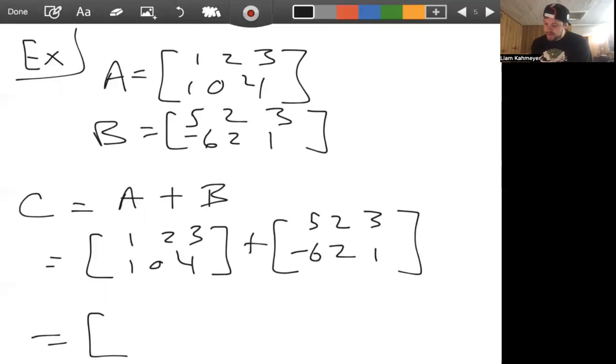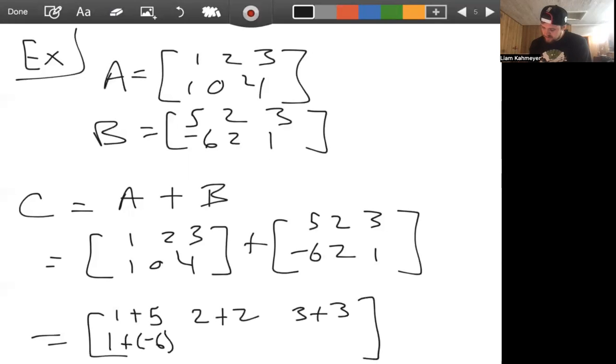And this would simply be, well, we add component-wise, and I'll do this in a little more detail for the first time. But in general, once you get the hang of it, you can really omit this next step here. So we would have 1 plus 5 for the 1, 1 entry. For the 1, 2 entry, we would have 2 plus 2. For the 1, 3 entry, we would have 3 plus 3, right? For the 2, 1 entry, we would have 1 plus negative 6. For the 2, 2 entry, we would have 0 plus 2. For the 2, 3 entry, we would have 4 plus 1.